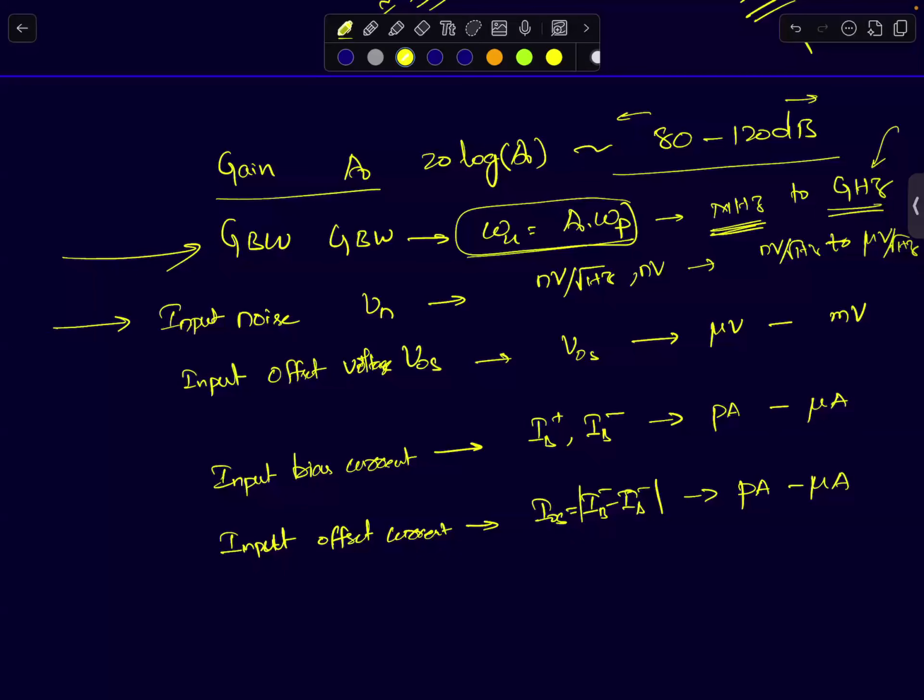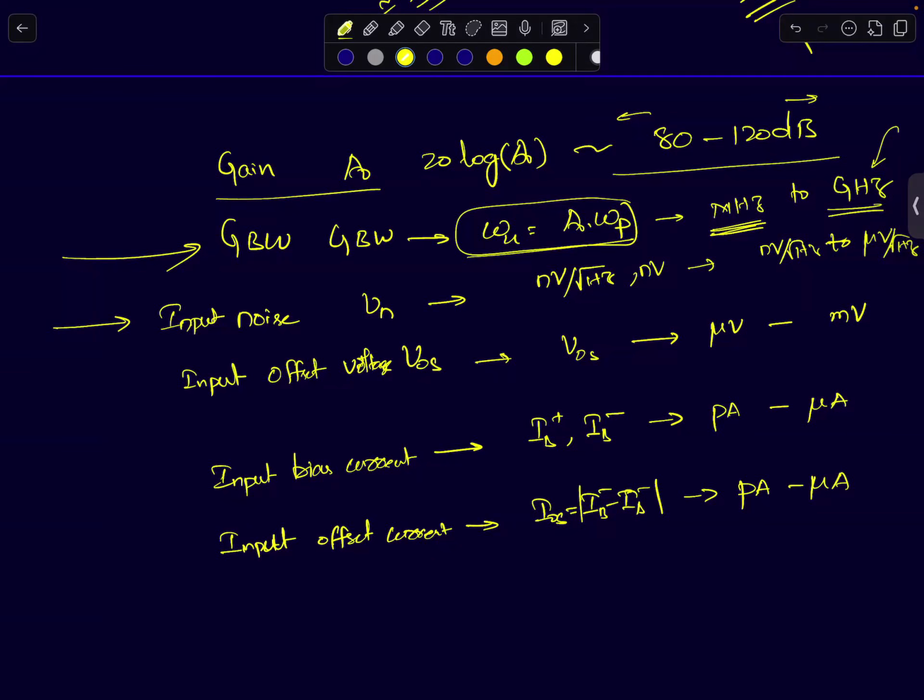Next thing we discussed is the input noise. Input noise is usually not a big issue when you're concerned about functionality. When you're considering just functionality, input noise won't matter much. But when you talk about performance, then it will matter a lot. If you're worried about amplifying with great fidelity, and when I use the word fidelity, I mean very clean amplification, then noise becomes a major concern.